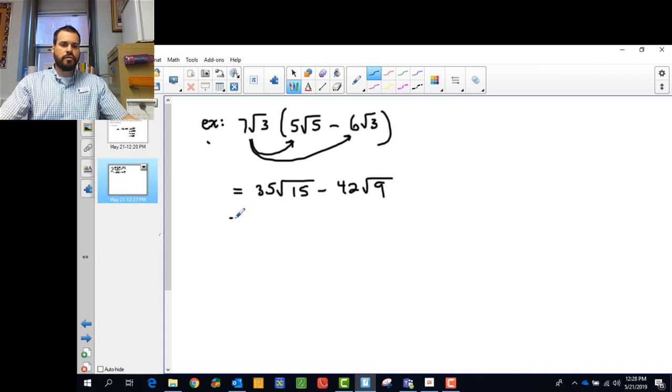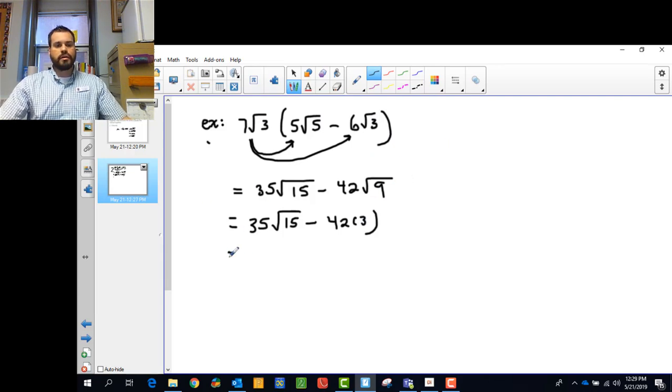Then we look to simplify if we can. 15 does not have any perfect square factors. So 4 doesn't go into it, 9 doesn't go into it, and 16 is too big. So we have to leave it alone. And then the square root of 9 is 3. And you'll notice, just as a side note, that when you multiply a square root by itself, when you square a square root, you just get the number. So root 3 times root 3 is root 3 squared, which is 3.